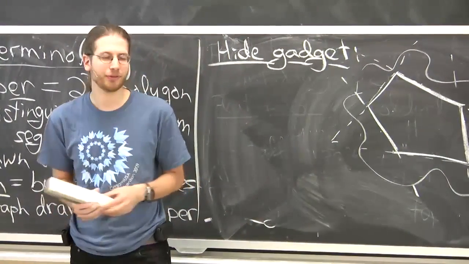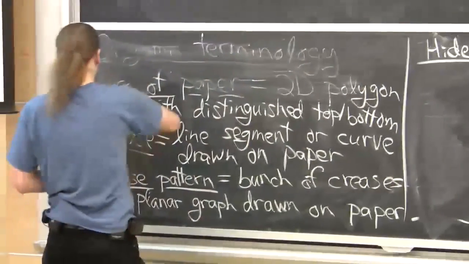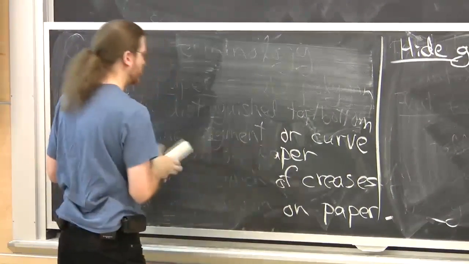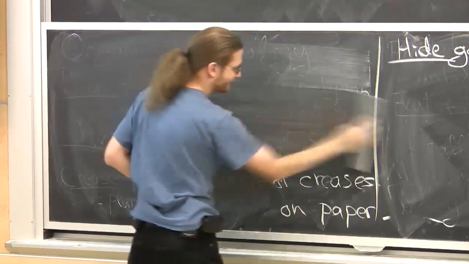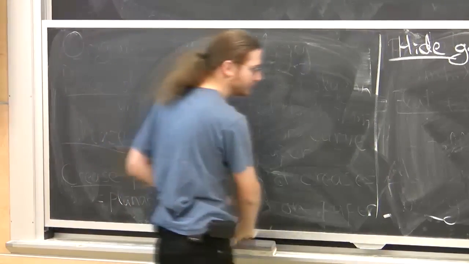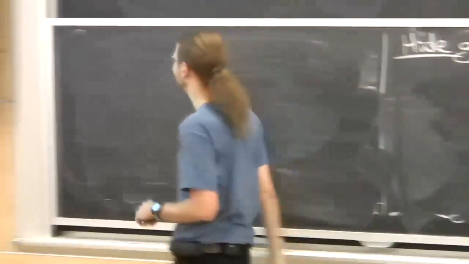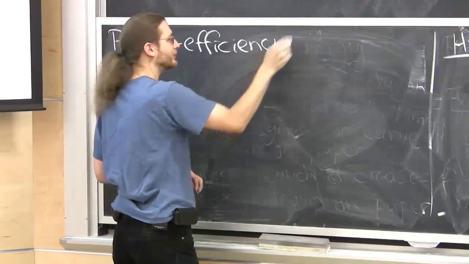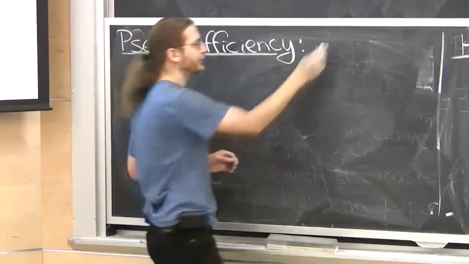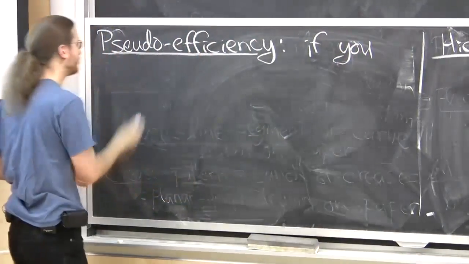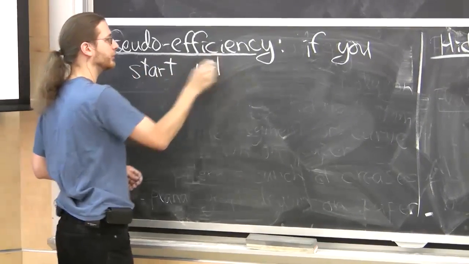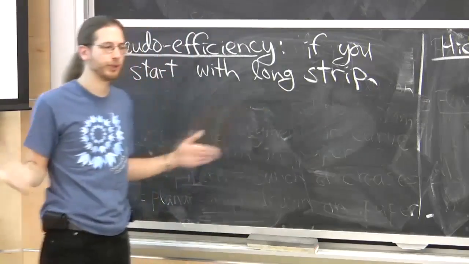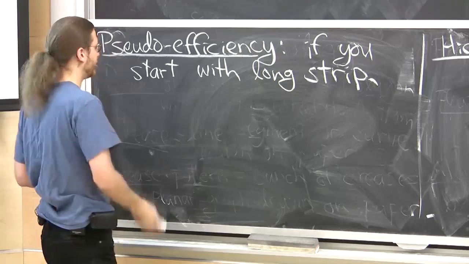It's obviously horribly inefficient, but we can make it at least a little bit more efficient. Let me tell you about that. So we can achieve something I call pseudo-efficiency. Which is if you are allowed to start with any rectangle you want, so in particular, if we start with a long strip of paper like you did here, then you can make this super efficient.